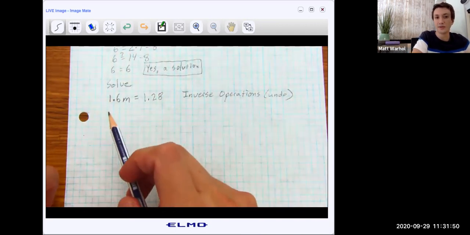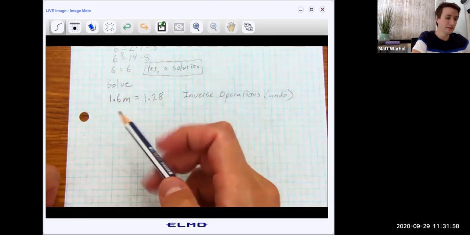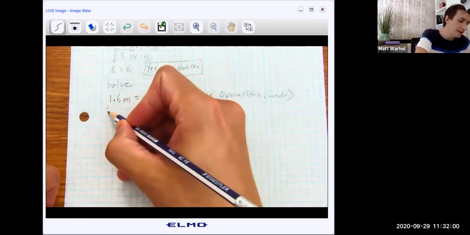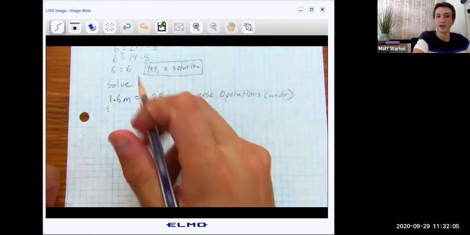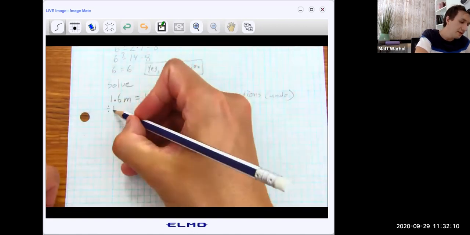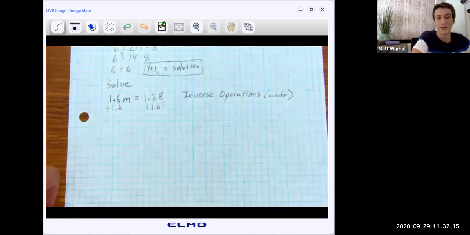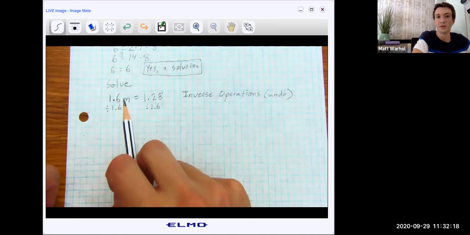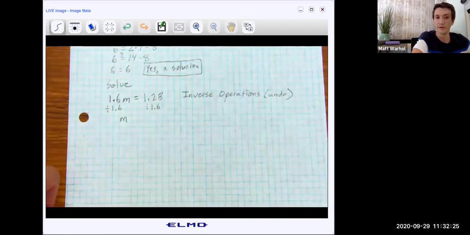So over here, I see that the m isn't alone. It's getting multiplied by 1.6. So what undoes multiplication? Division. Division is the opposite of multiplication, or we'd call it the inverse. I want to undo times 1.6. And what undoes multiplying by 1.6? Dividing. So I'm going to divide both sides by 1.6. Now over on the left side, I can just do mental math. What's 1.6 divided by 1.6? It's 1. So all we have over here is an m all on its own now.